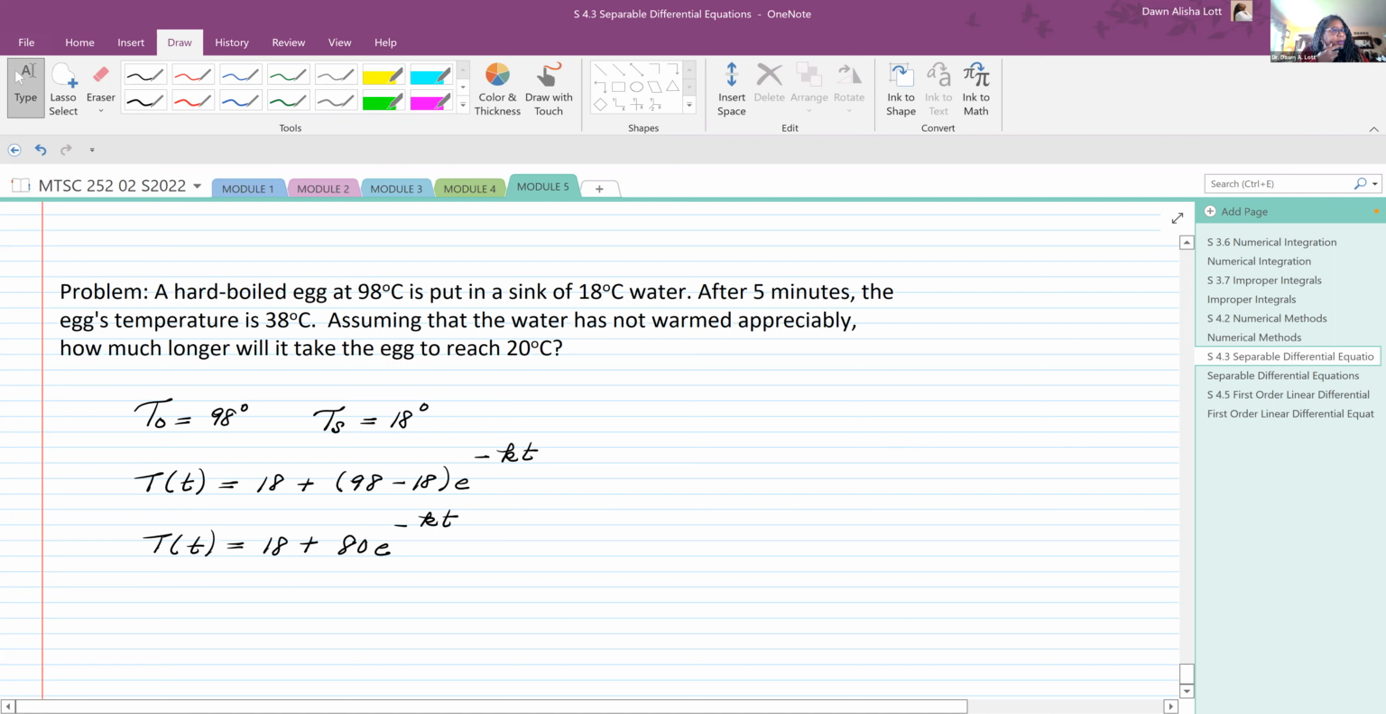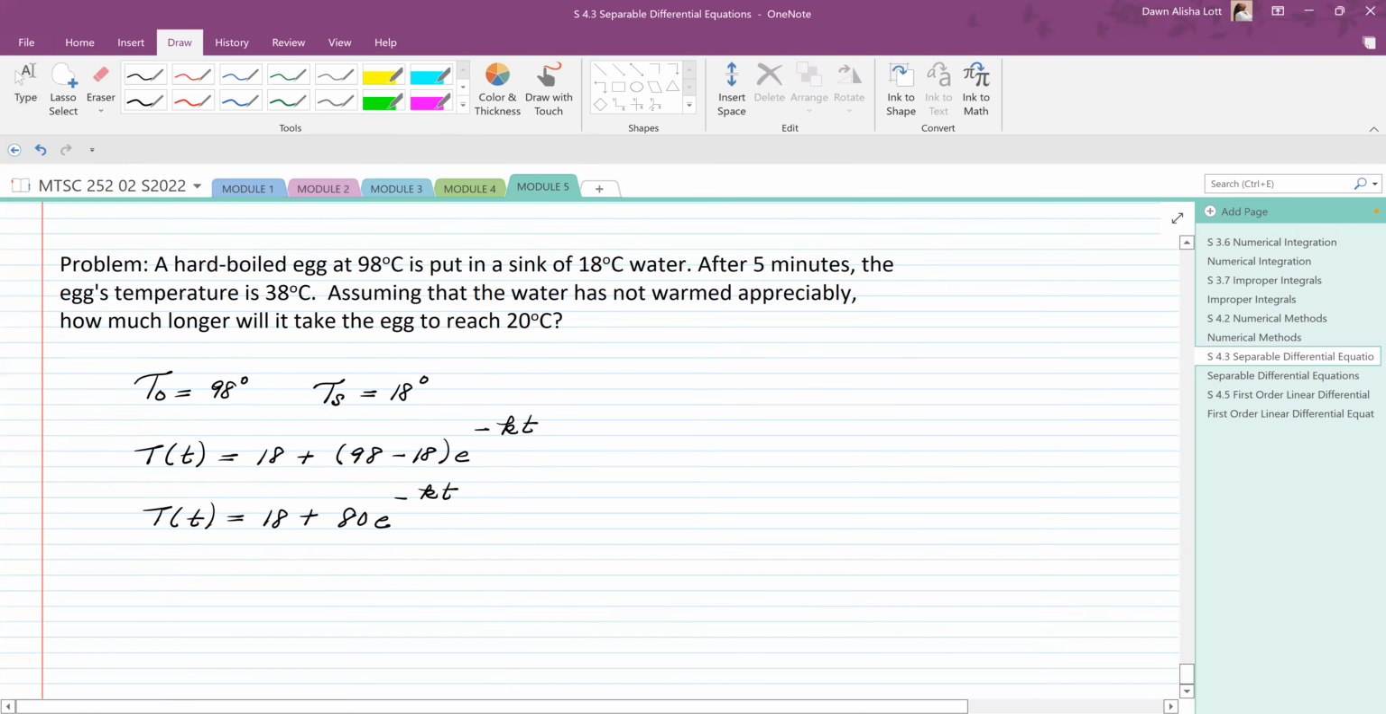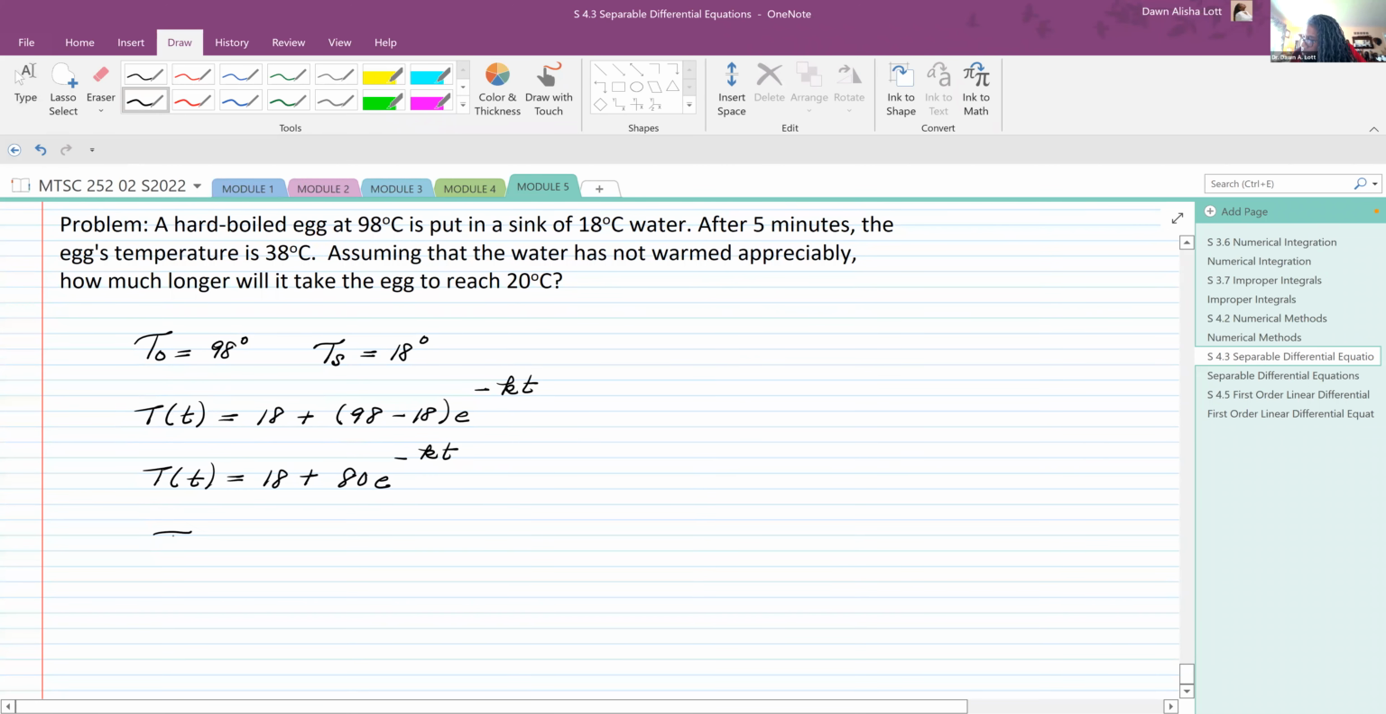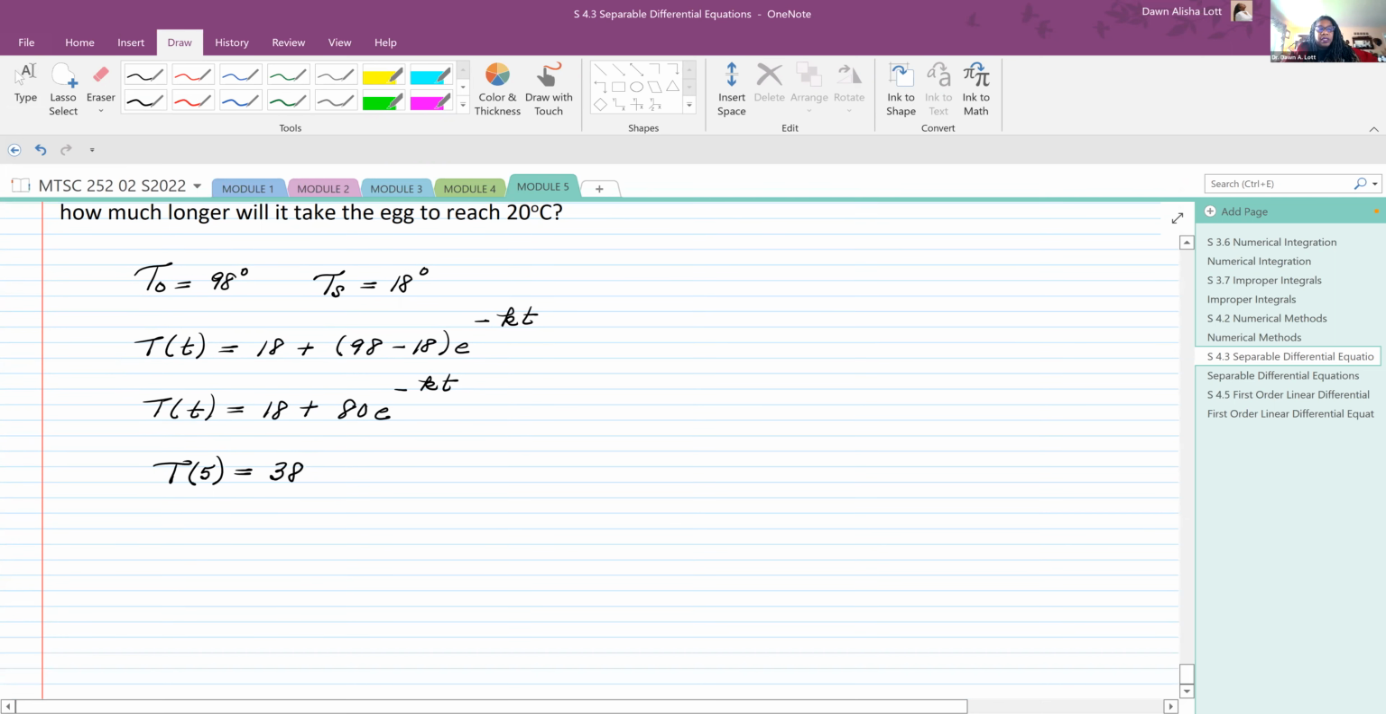What happens after 5 minutes? Oh, the egg's temperature is 38 degrees Celsius. So they give me the egg's temperature, T at 5, has to be 38. So the temperature after 5 minutes is 38, which means we're going to put a 5 in for little t. So we get 38 is equal to T at 5, which is 18 plus 80 e to the negative k times 5.